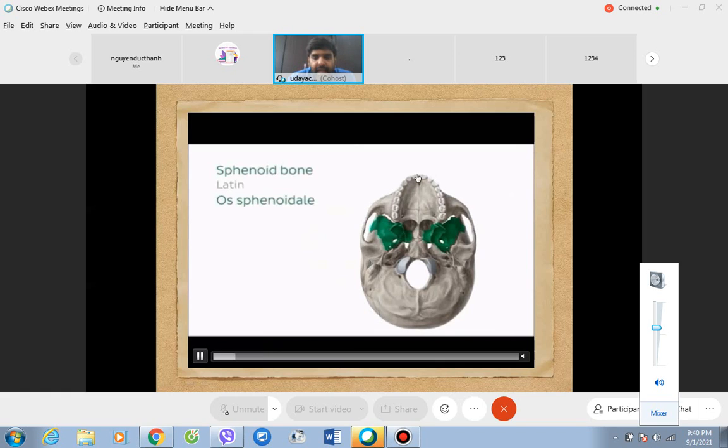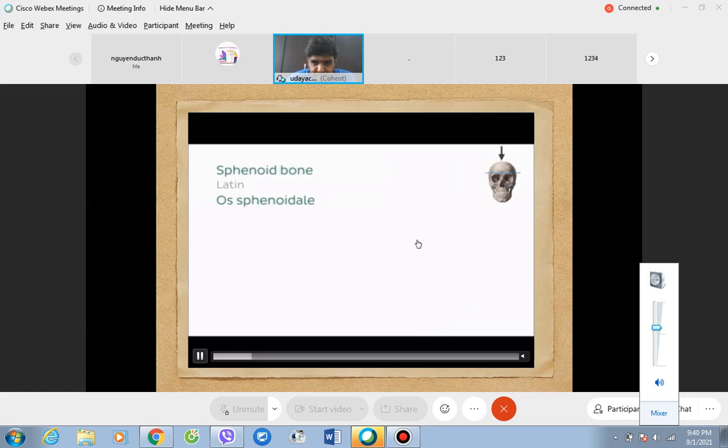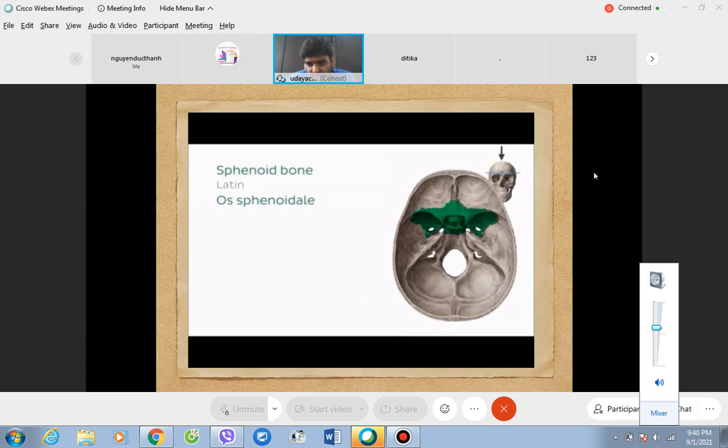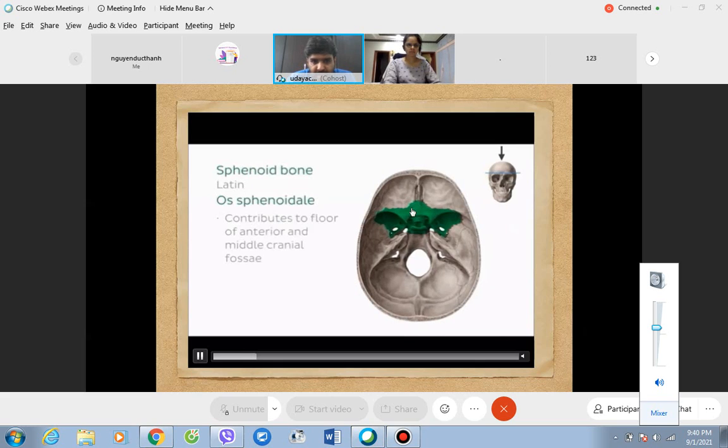This is at the level of the maxilla. If you have a section at the maxilla level and see inferiorly, the green colored part is the sphenoid bone. This is the greater wing of the sphenoid, and these are the pterygoid parts. This is a cut section at the glabellar level. It contributes to the floor of the anterior cranial fossa and middle cranial fossa.